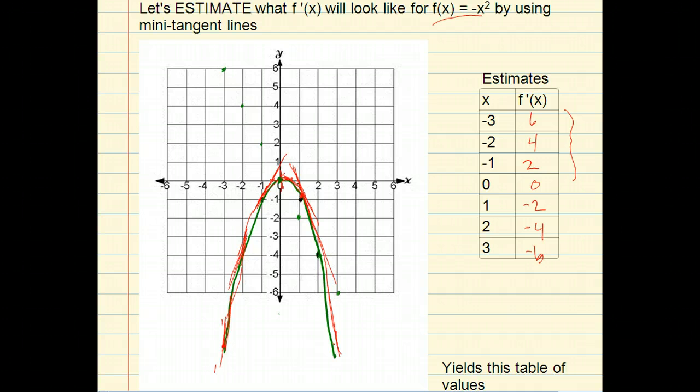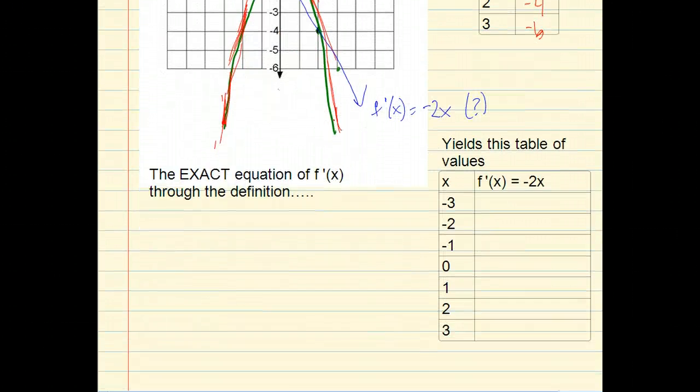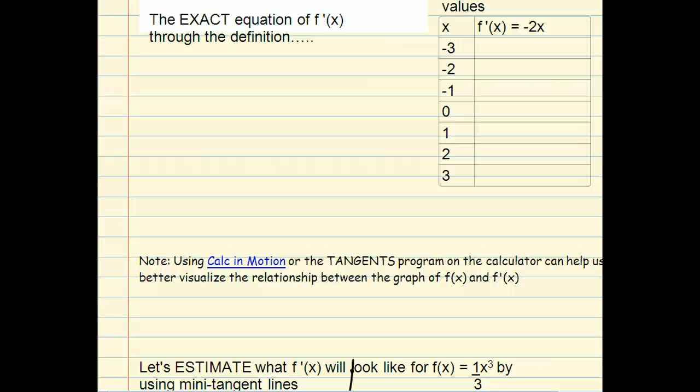let's switch to blue. If I connect all of those points, it looks like the graph of my derivative, f prime of x, is just a line. It's a line with a y-intercept of 0, and it looks like the slope of my line is negative 2 over 1, so just negative 2x. Interesting. Alright, so that was just using an estimate. So now what we can do is we can actually use the exact equation of f prime of x to figure out what exactly the derivative would be.